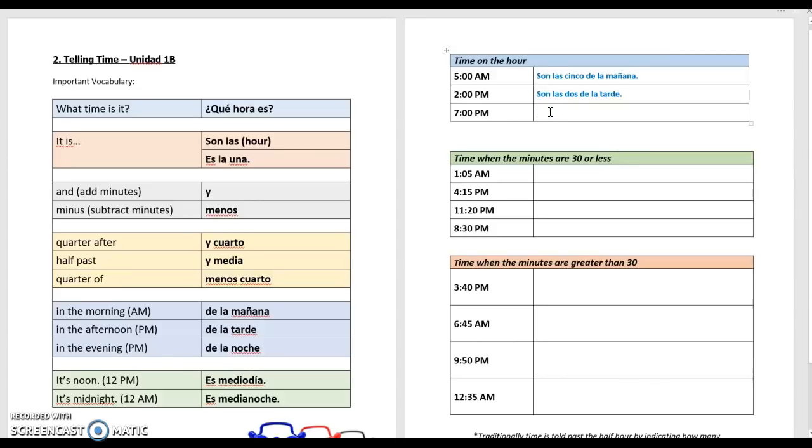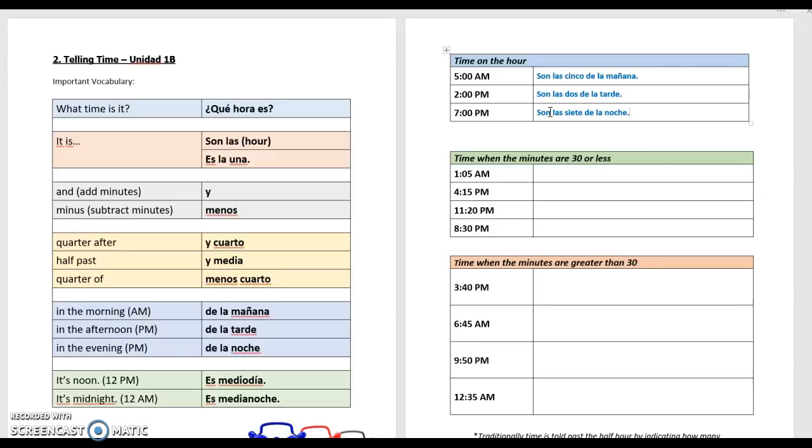7 o'clock, son las, 7 is siete, and then we have de la. We're going to switch this now to noche. We're going to say for our purposes, 7 o'clock p.m. is going to be nighttime rather than daytime.